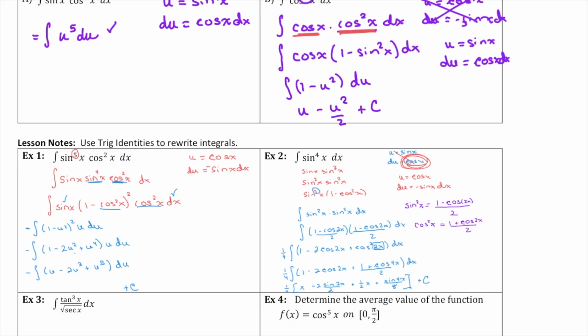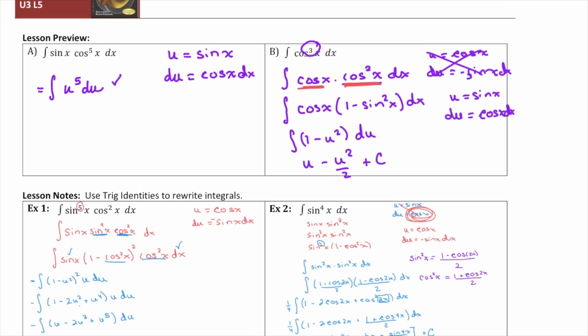So far, what we should recognize is if we have odd exponents with our trig functions, that's really helpful. If we have even exponents, then perhaps we can use a trig identity and rewrite it using 1 minus sine squared x or 1 minus cosine squared x. But if you aren't able to use u substitution on your problem, then you're going to have to use your reduction formula.